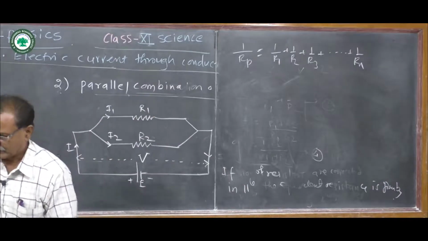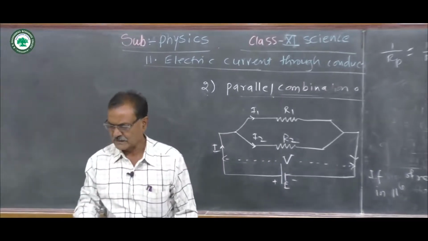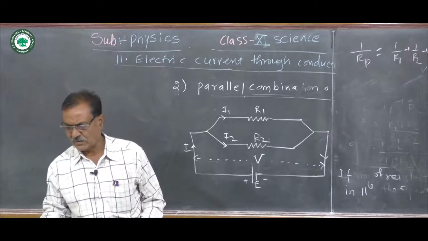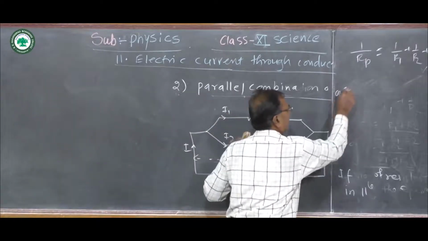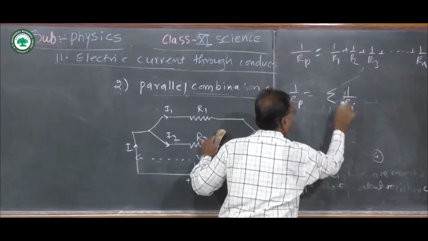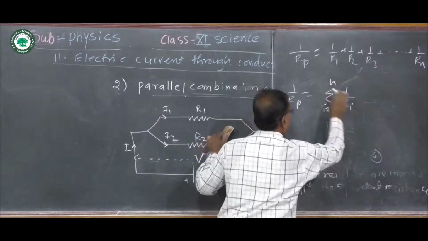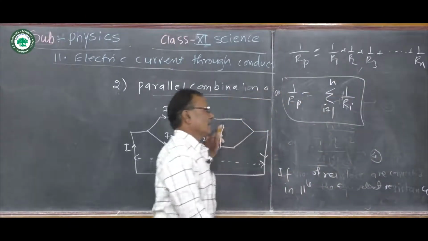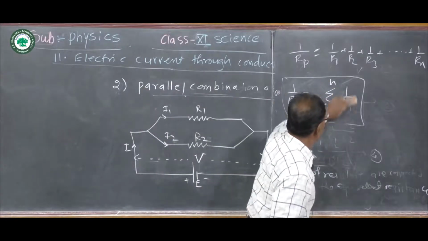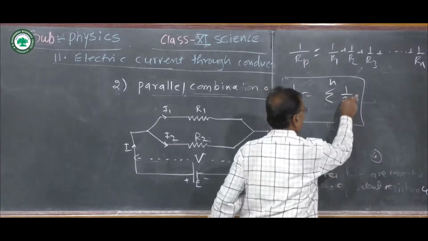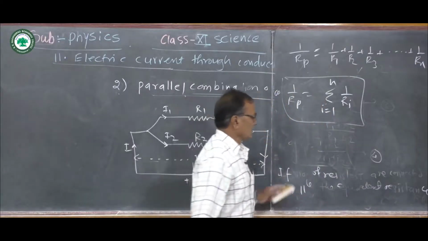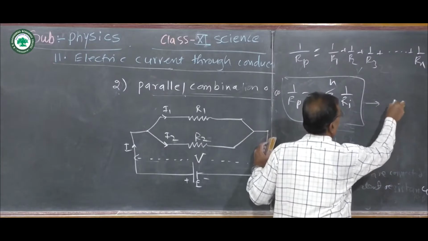So in this way we can find their equivalent resistance in a parallel combination, or in summation form we can write 1 upon Rp is equal to the sum of 1 by Ri, where i equals 1 to n. Yes, in summation form, one upon Ri, i equal 1 to n. Now the next is equation number 5.